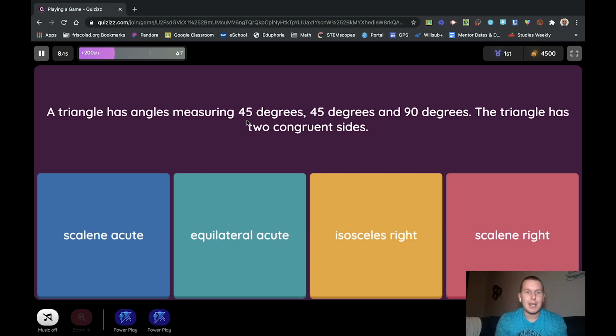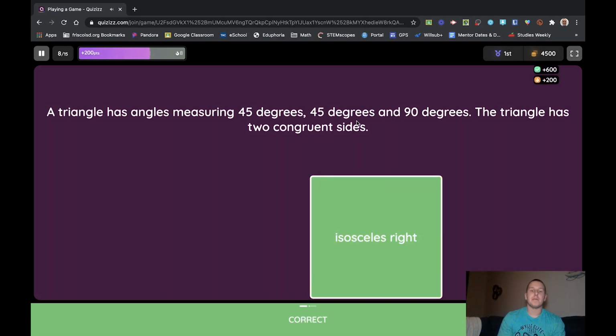All right, a triangle has angles measuring 45 degrees and 90 degrees. The triangle has two congruent sides. Scalene acute, equilateral acute, isosceles right, and scalene right. So again, it has a 90-degree angle in there, so we know it's a right triangle, so the first two options are off the board. And it says it has two congruent sides. Scalene has all sides that are different. So we're gonna lock this answer in here.